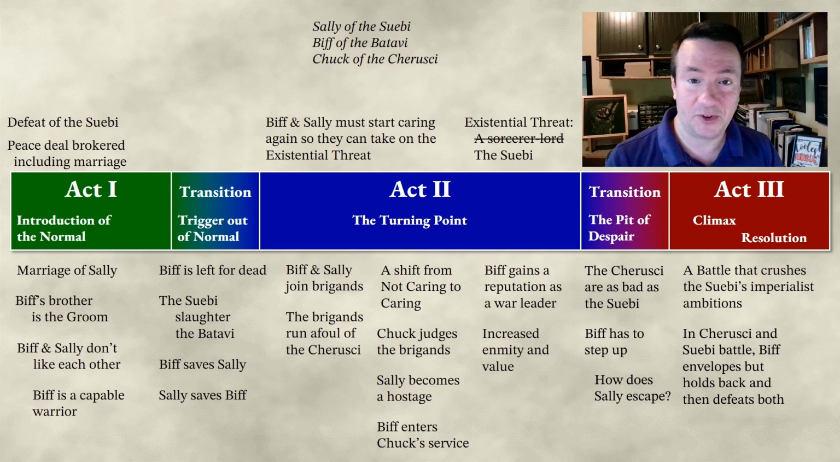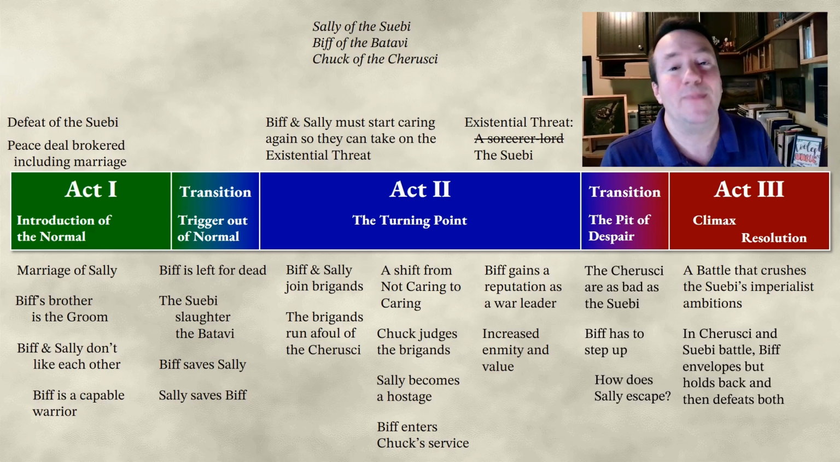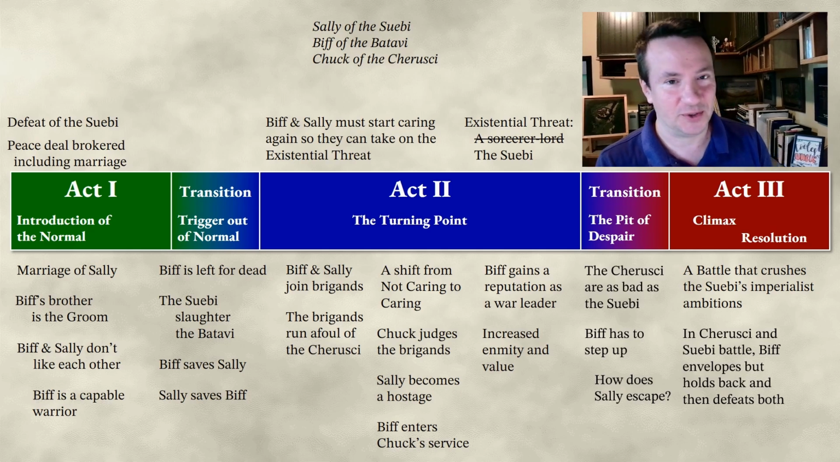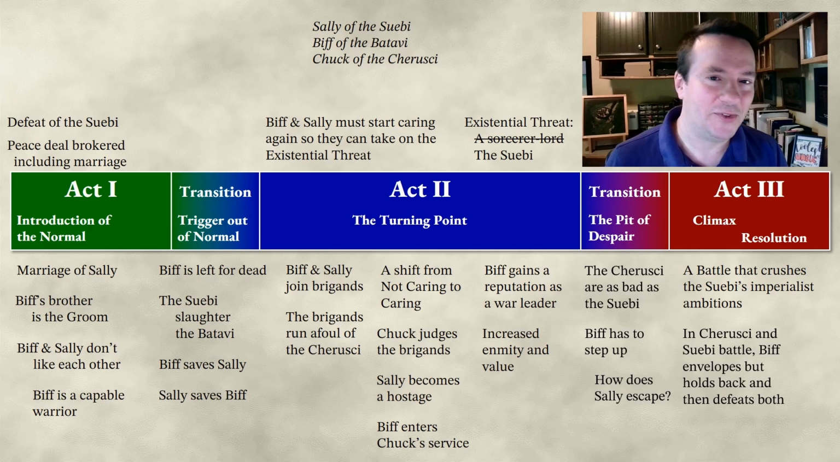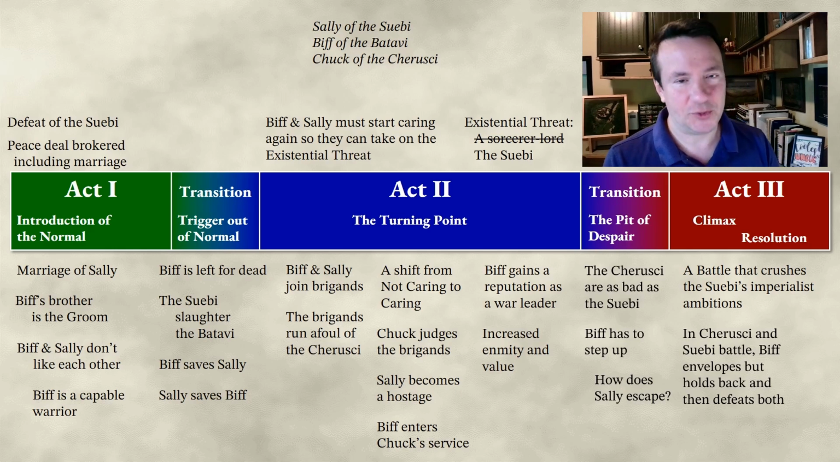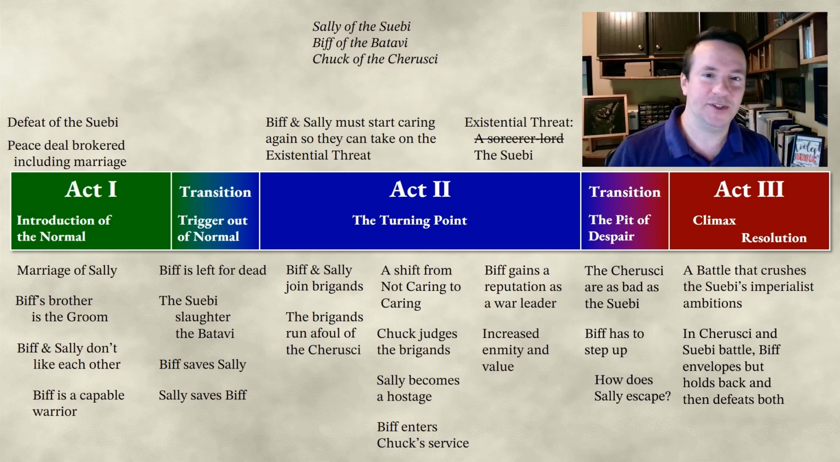Sally marries into Biff's tribe. The tribe is attacked by Sally's old family. They're both intended to be killed, but manage to escape, join up with a band of brigands, who are then captured by Chuck and the Cheruski. They enter Chuck's service, realize that Chuck is no better than the Suebi, and then in the ultimate climax, Biff manages to turn the battle in his favor so that both the Cheruski and the Suebi are defeated, and Biff rises triumphant and can usher in a new age of glory, splendor, and wonder for all. Or some such. I'm going to talk about the resolution here in a moment.